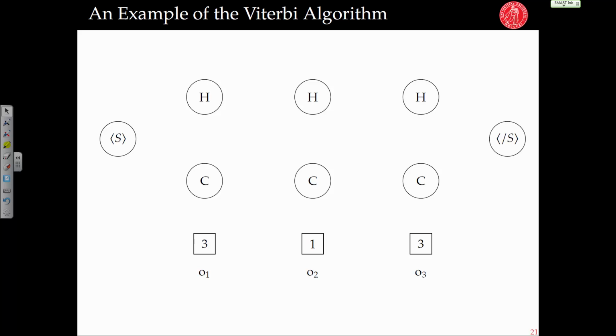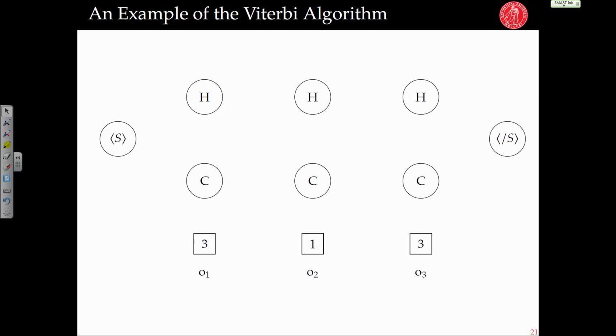You can think of it as a matrix where you have an observation and the possible hidden states for each observation. So for 3 it could be cold or hot, for 1 it could be cold or hot, and for 3 it could be cold or hot. And you have the start symbol and the end symbol. And we will fill out this trellis from left to right, so we'll process it step by step.